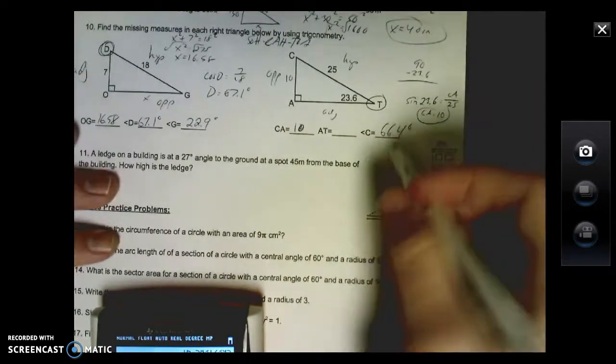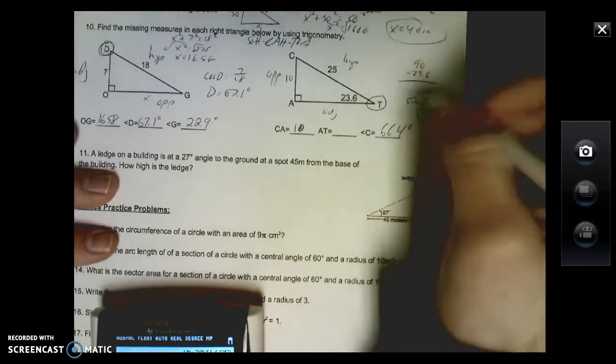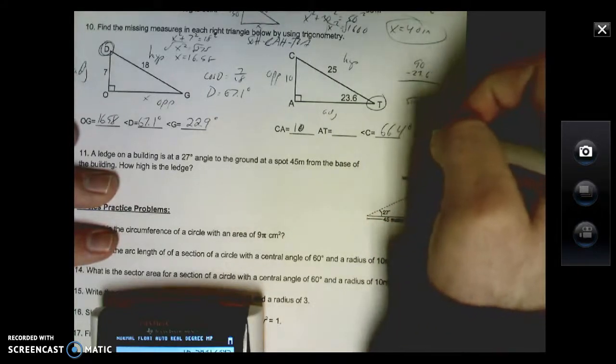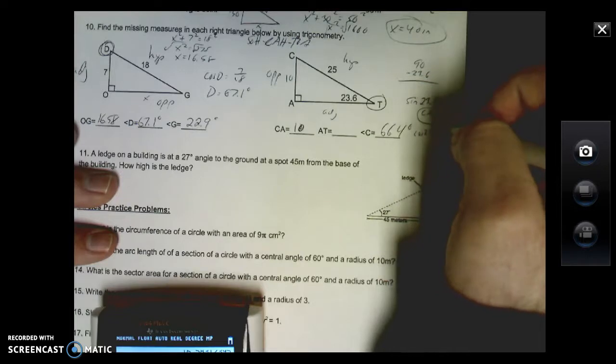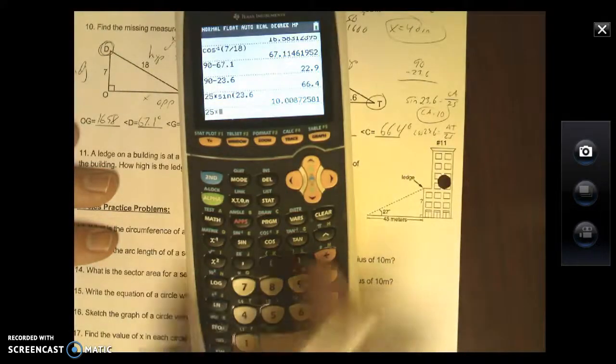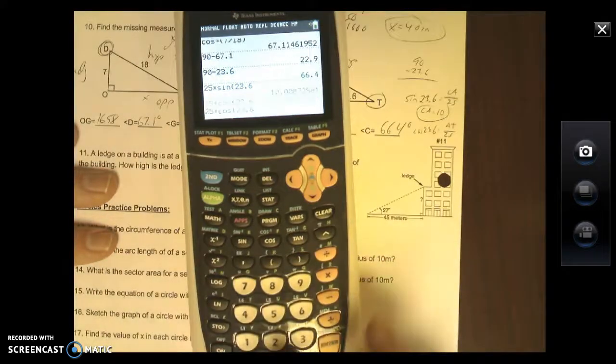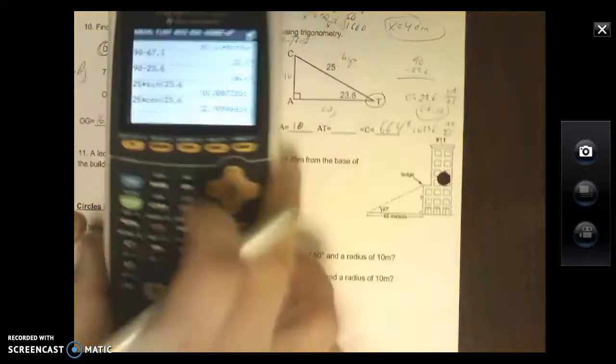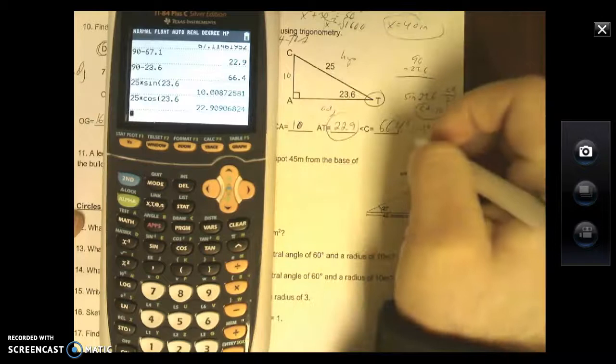And then the same thing over here, instead of doing opposite over hypotenuse, I can do adjacent over hypotenuse. So it's cosine 23.6 equals AT over 25. Do 25 times cosine 23.6. We get 22.90, or just 22.9.